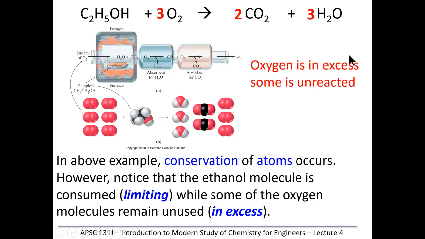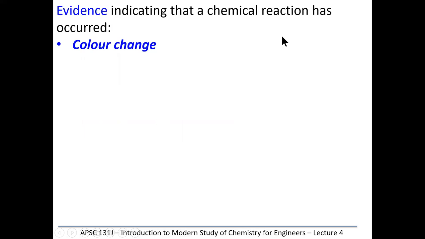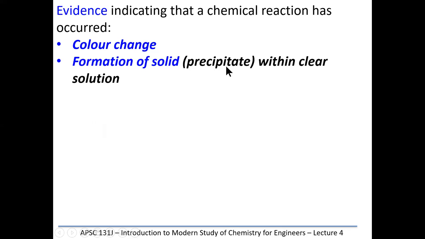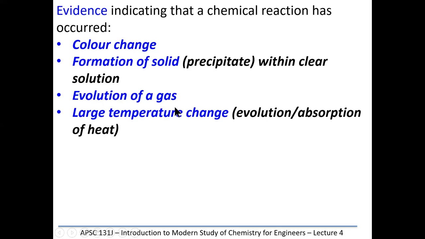So now, in a chemical reaction, we know that a chemical change has happened where new substances are formed. Typically what happens, you can get a color change. You can form a new solid that wasn't there before, like a precipitate when you combine two solutions together. You can release a gas into the air. Or if there's a large temperature change, it gets either really hot or really cold. Those are all different observations that are made when chemical reactions occur.